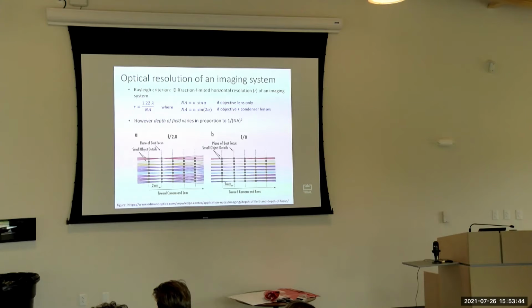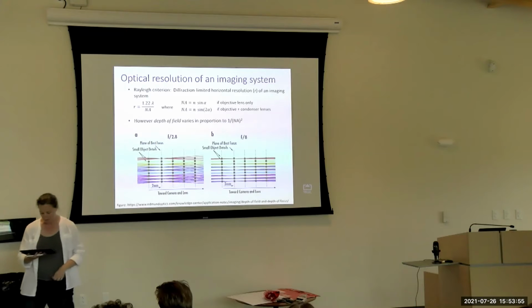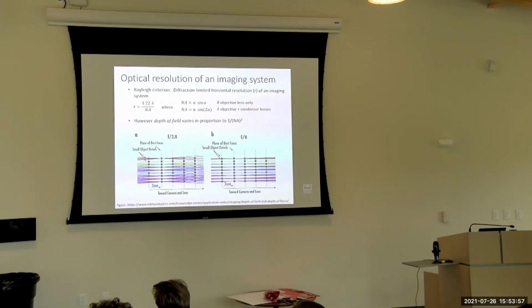So depth of field varies in proportion to 1 over the numerical aperture squared. This figure is in terms of the F number, so if you're a photographer, you might have thought about this, which is basically inversely proportional to the numerical aperture. So this one is lower in A, this one is higher in A.